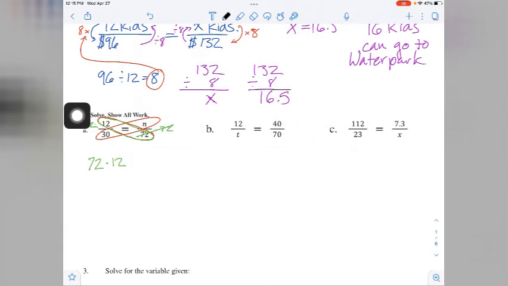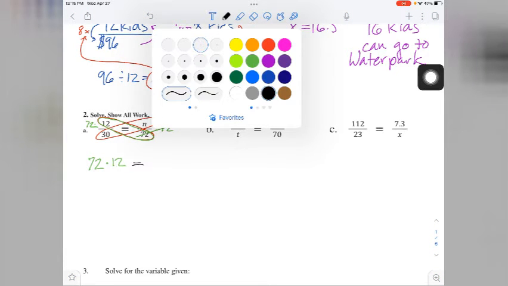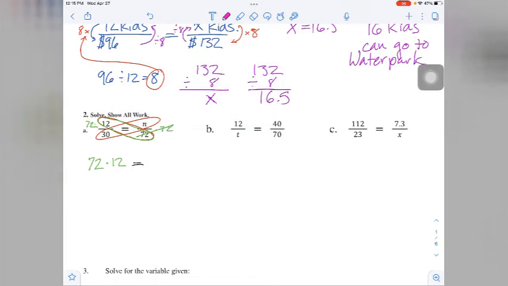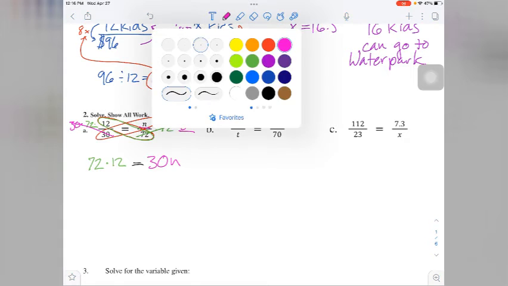And then on the other side, to get rid of this 30, I have to multiply by 30 because it's being divided. So I'm going to multiply this side by 30, and those will cancel out. And I multiply this side by 30, and what I have left here is n and 30. So I will get 30n on this side, and then I just solve this.